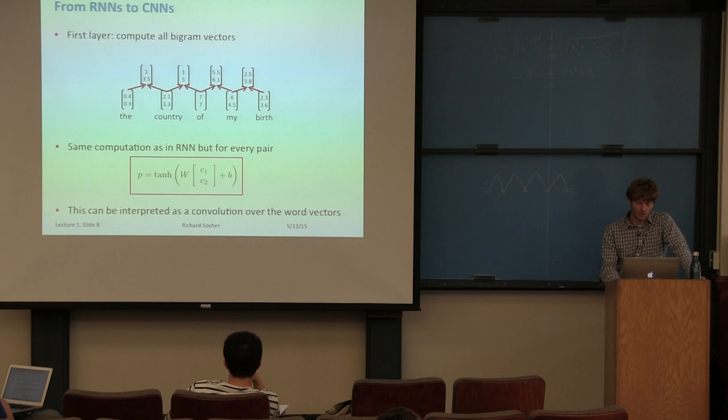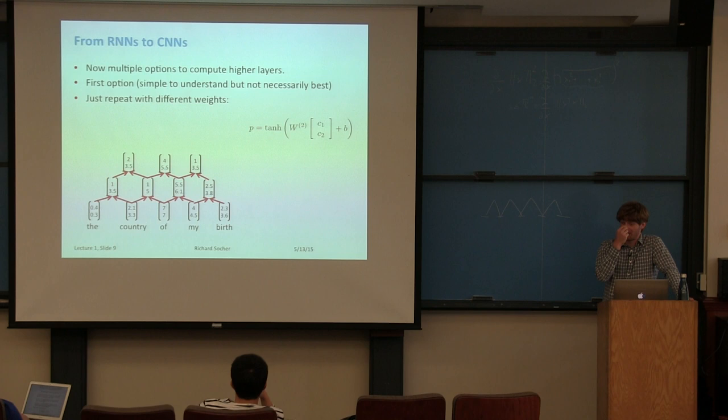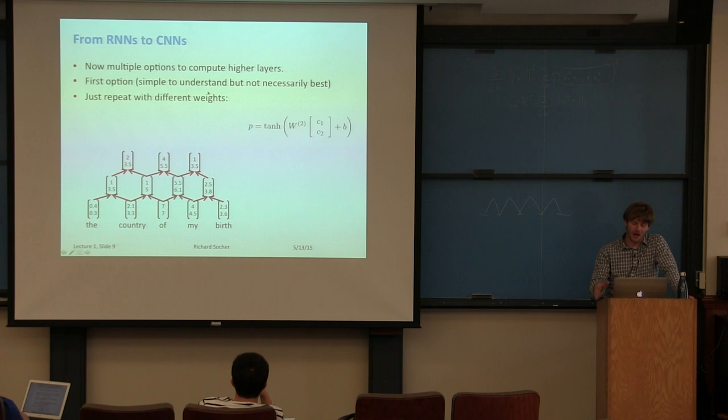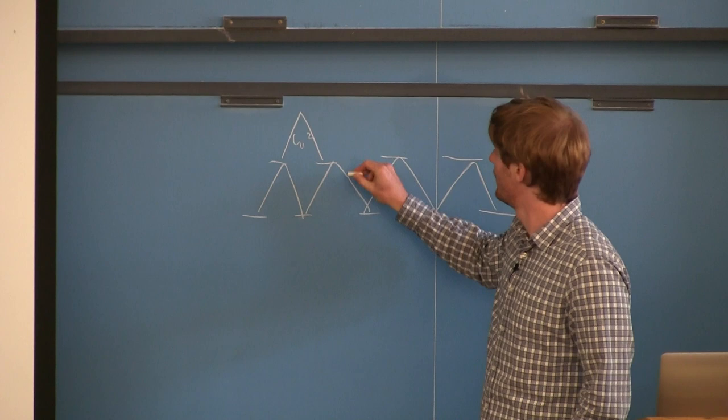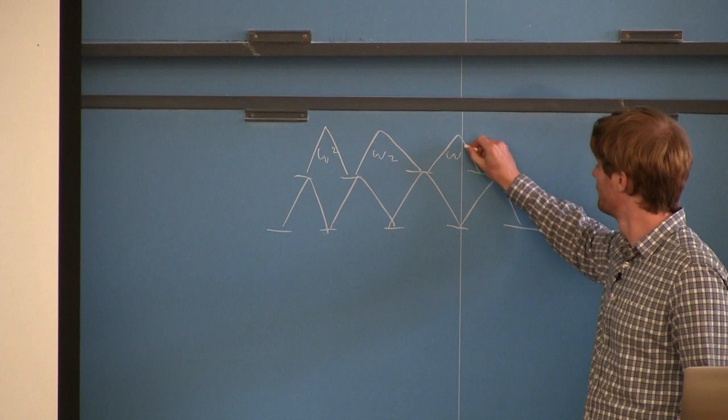OK, so now we eventually want to have a representation of the full sentence. And so there are different options for getting there. And the very first option, which is the simplest to understand, but not necessarily the best, and we'll see variants very soon, is to just basically repeat this, but use a different set of weights. So instead of having just the first W here that allowed us to compute the bigram representations, now we'll just take a different set of weights, and we do the same thing again, which is we convolve a different set of weights over these vectors now. And we just take the same W2 here, apply it to compute this, same W2, compute this, and so on. And again, it's the same exact equation that we had before.